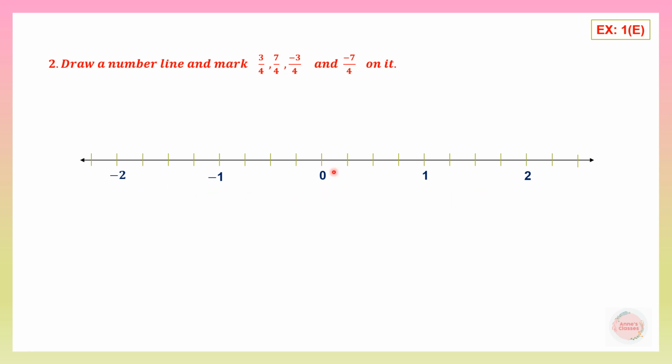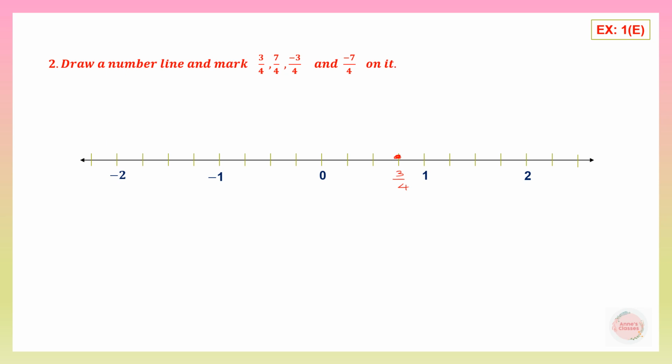We have written everything. We have to draw the number line and mark these points on it. So let's see where these points are. Now 3 by 4, it's a positive number. First thing, look for the positive sign. So this is a positive number. It will be on the right side of 0. So here we have 0. The first one will be 1 by 4, 2 by 4, and this is 3 by 4. So we can mark the point here. So this is going to be 3 by 4. Let's write it 3 by 4. You have to mark these points. So we finished marking 3 by 4.